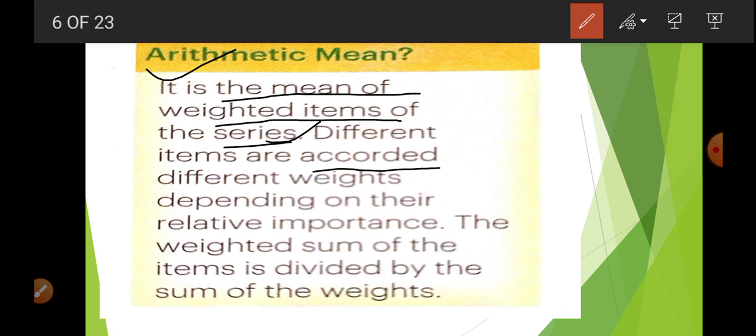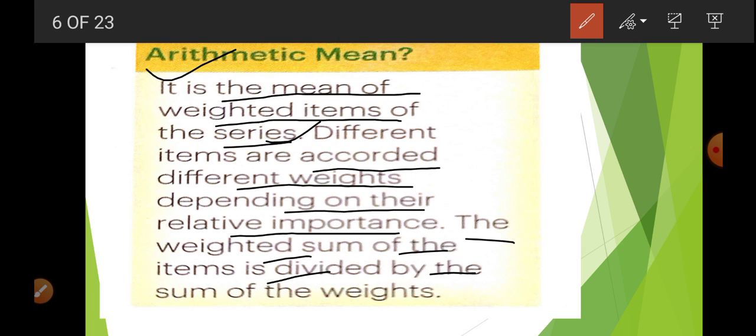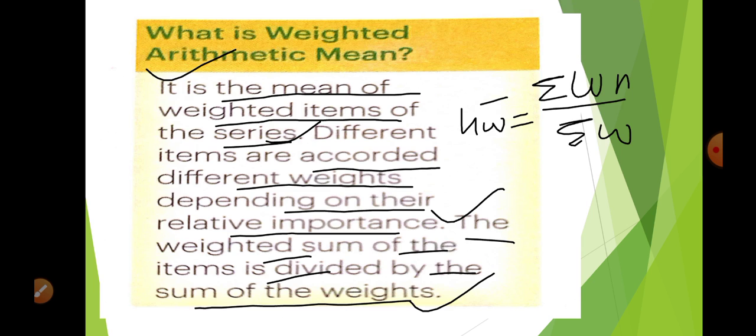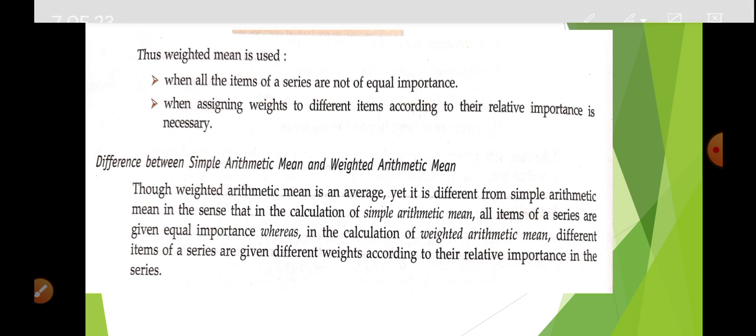Different items are accorded different weights depending on their relative importance. The weighted sum of the items is divided by the sum of the weights. So this is the equation by which we calculate weighted arithmetic mean. That is, x bar w, that is, weighted arithmetic mean, is equal to sigma wx upon sigma w. Okay, so that is given. The weighted sum of the items is divided by the sum of the weights. Okay, thus what is weighted?